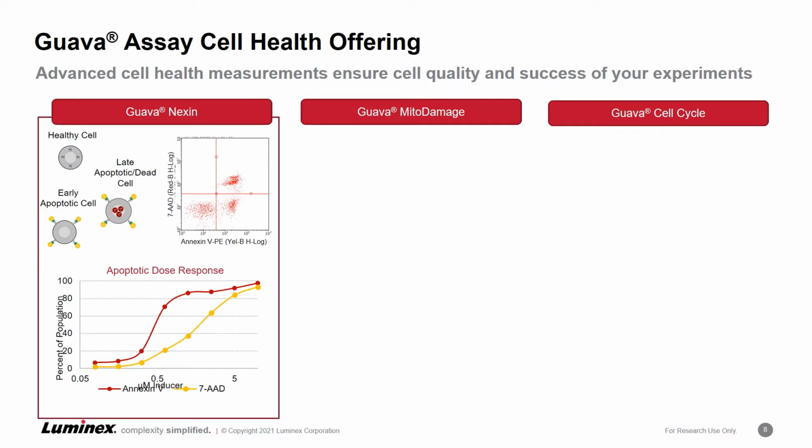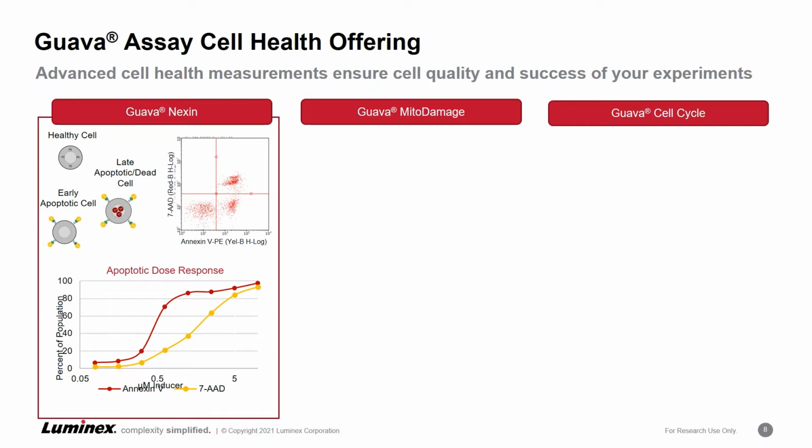The Guava Nexin assay combines Annexin V-PE with 7-AAD for determination of live, early, mid, late apoptotic cells, as well as dead cells. The assay uses Annexin V-PE, which evaluates phosphatidylserine exposure, as well as 7-AAD, which allows for assessment of cells whose membranes are no longer intact. An example staining is shown in the dot plot here.